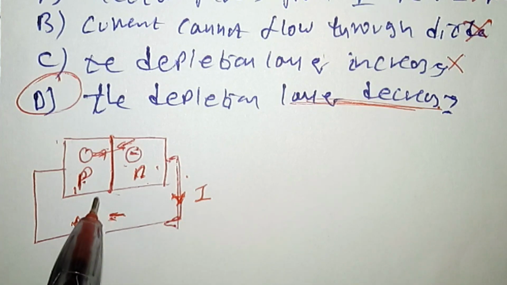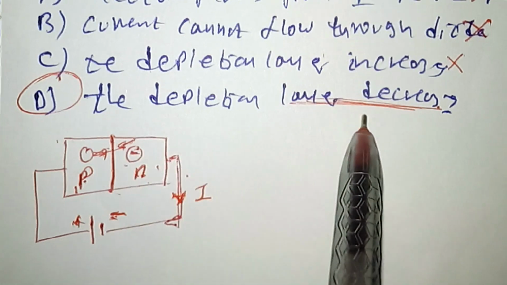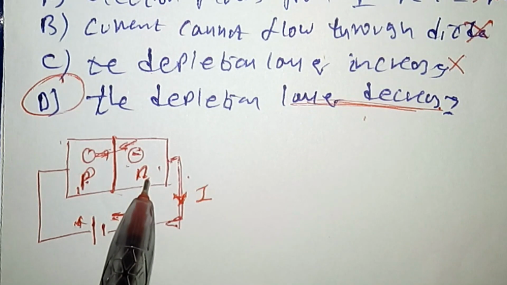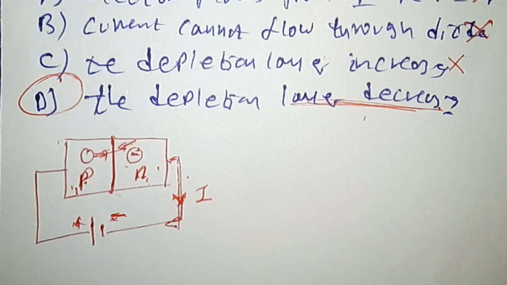If the diode is forward biased, the depletion layer decreases, the current flows through the circuit, and the electrons move from the N-type semiconductor to the P-type semiconductor.